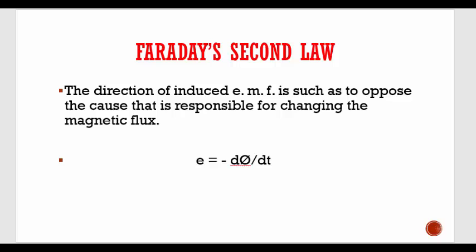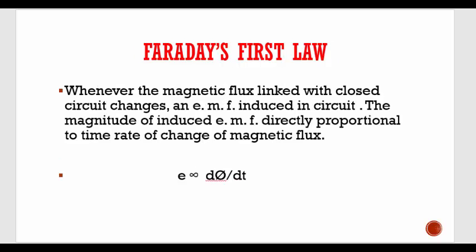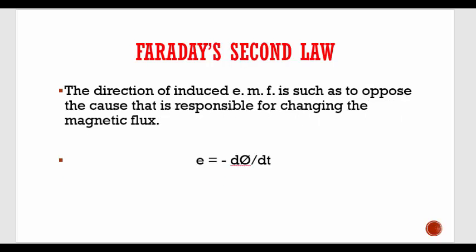So these are the two laws of Faraday. The first law is: whenever the magnetic flux linked with a closed circuit changes, an EMF is induced in the circuit. The magnitude of induced EMF is directly proportional to the time rate of change of magnetic flux, meaning E is directly proportional to d phi upon dt. And the second law is: the direction of induced EMF is such as to oppose the cause that is responsible for changing the magnetic flux, meaning E is equal to minus d phi upon dt.